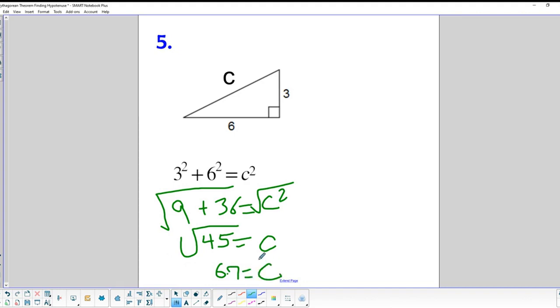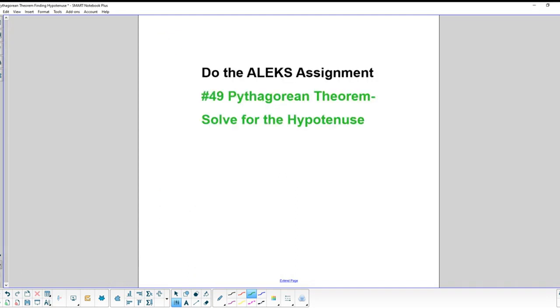So that's how you use the Pythagorean theorem to find the hypotenuse when it's the missing side of a right triangle. So let's get on to our Alex assignment. It's number 49, Pythagorean theorem, solve for the hypotenuse. Show your work on a piece of paper, and make sure you submit your work and a copy of your score on Alex. Thank you very much.